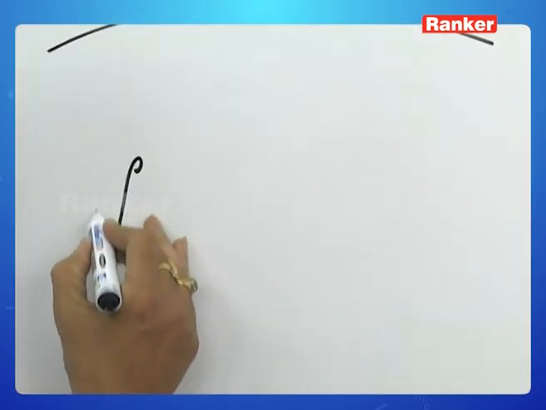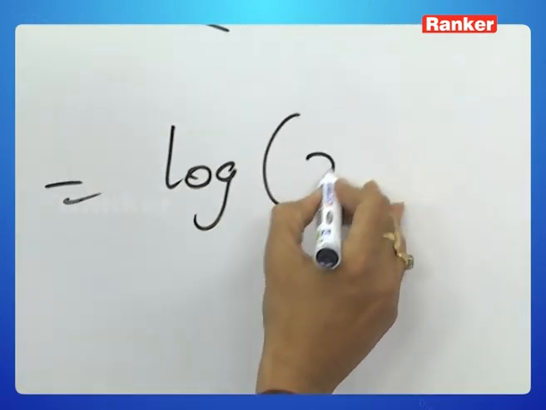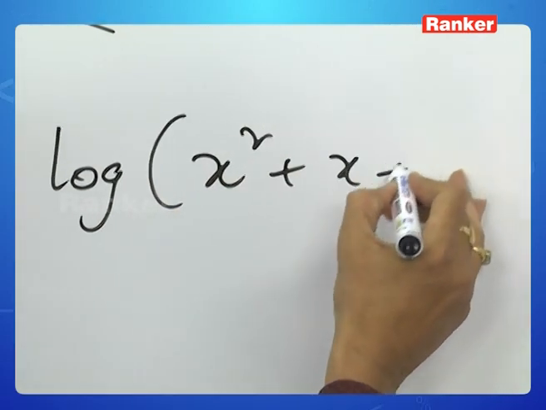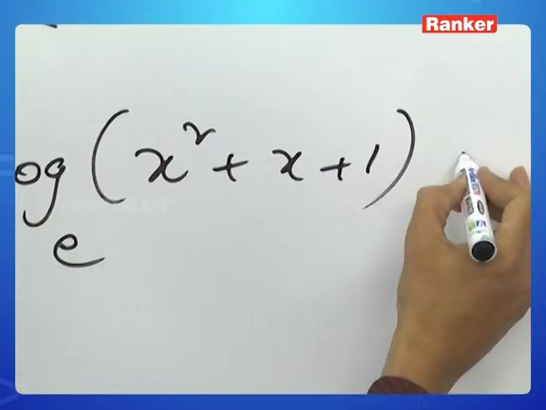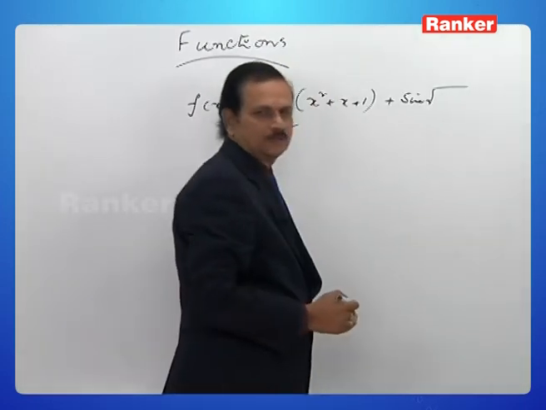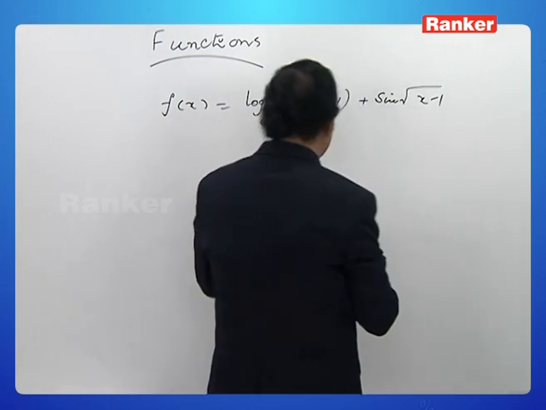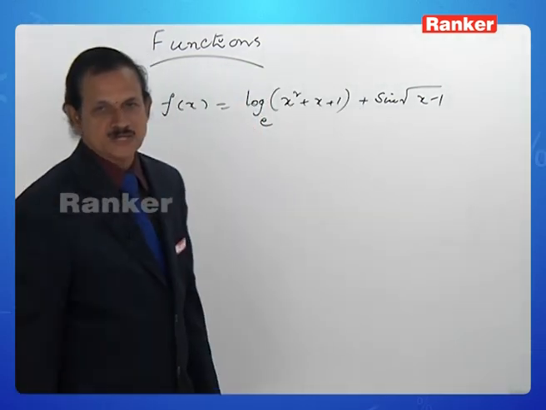The given function is f of x is equal to log of x square plus x plus 1 to the base g plus sine of square root of x minus 1. That is the given function.